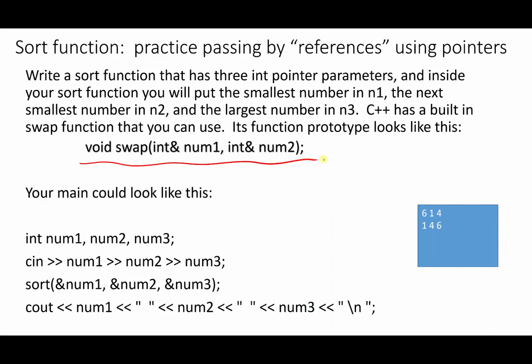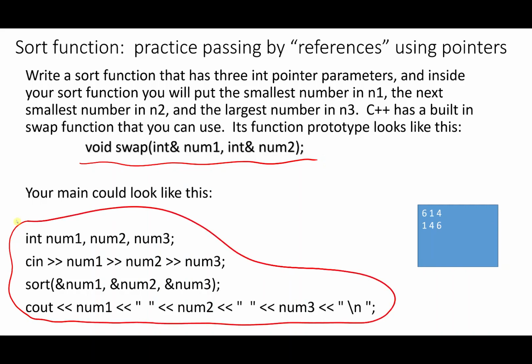Take 5 minutes. Try to do this. Here's your main. Copy this to your main. It's asking the user for 3 numbers. The user is going to enter those 3 numbers, and you sort them using your function. And remember, we give the function addresses, so it must have pointer parameters, and then print them, sorted this way. So take 5 minutes to do that. Pause the video, do it, and then come back to see the answer.